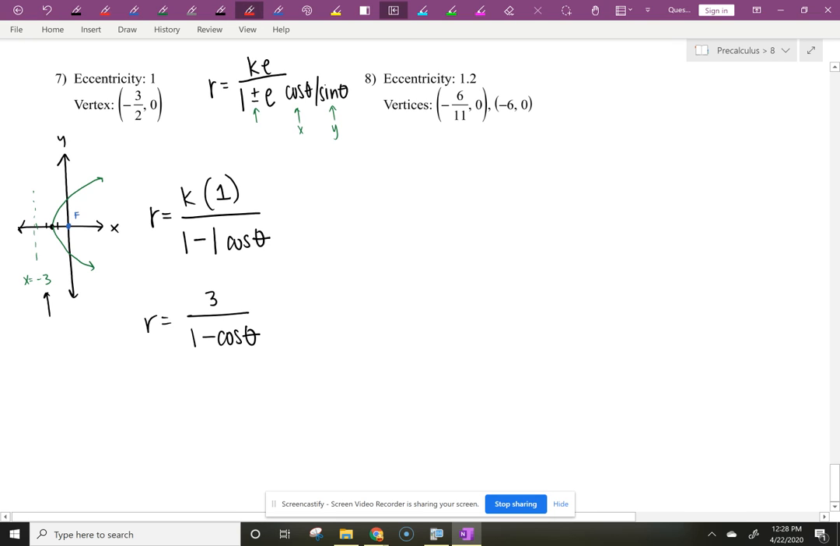All right, and now what about number 8? Number 8 of our shapes, 1.2 is greater than 1, so this looks like a hyperbola. So I'm expecting a hyperbola.